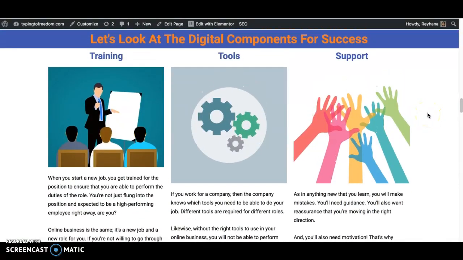And now looking at the digital components for success. These are the things that you should be looking for in a program that wants to teach you how to make money online. You need to look at how good the training is. You need to look at how good the tools are. And you need the support, especially if you're a newbie. You need to have support because you're going to make mistakes. You're going to have questions. You're going to need guidance. Okay, so that's why you need support.